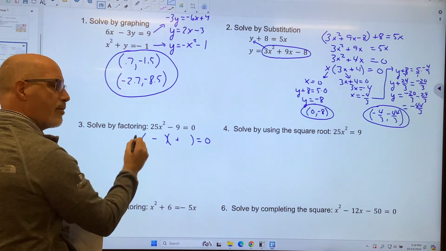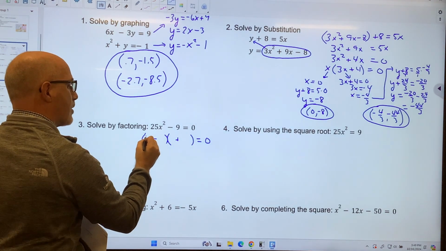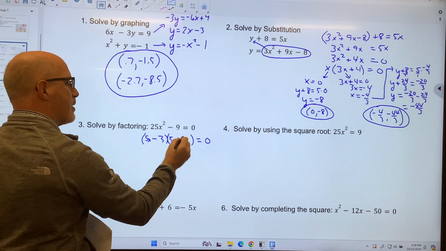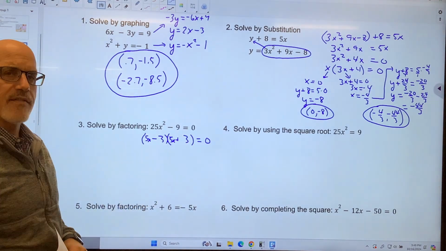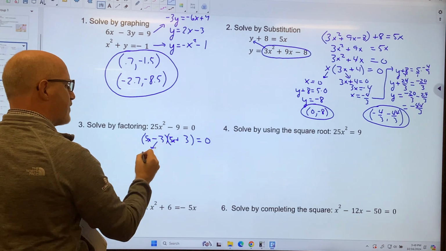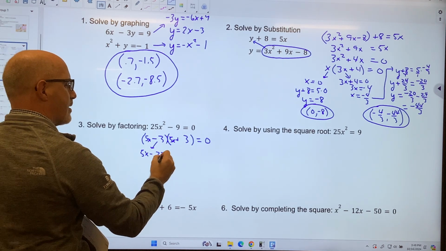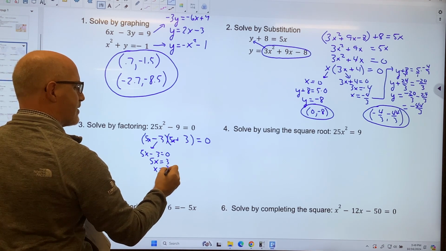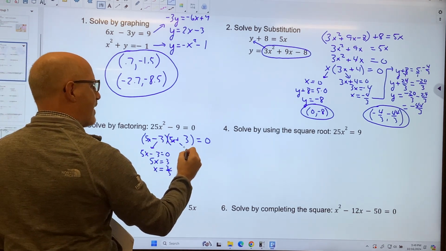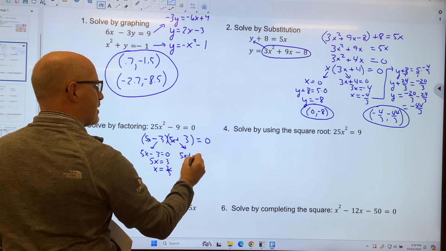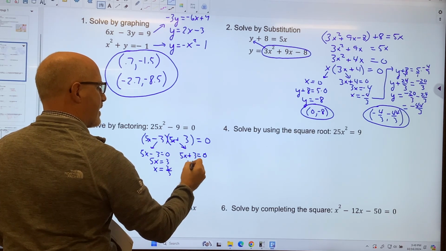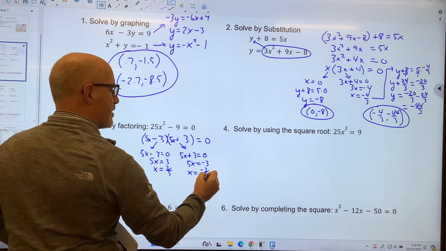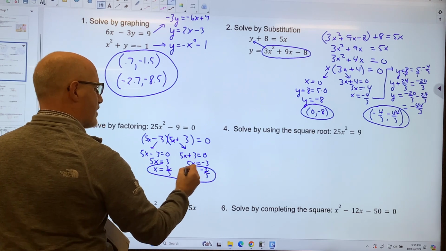And then the square root of 25x squared is 5x. So I put that as the first for both. And the square root of 9 is a 3. So 5x minus 3, 5x plus 3. Set each factor equal to 0. So 5x equals 3. X equals 3/5. And then this one, 5x plus 3 equals 0. So 5x equals negative 3. X equals negative 3/5. So those are my two answers for this one.